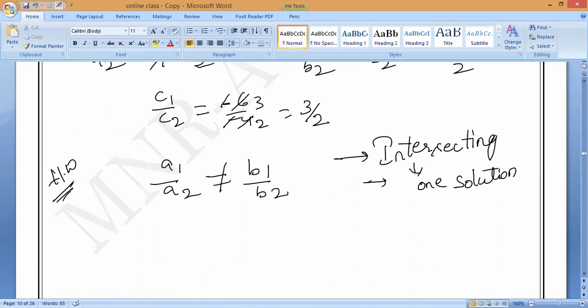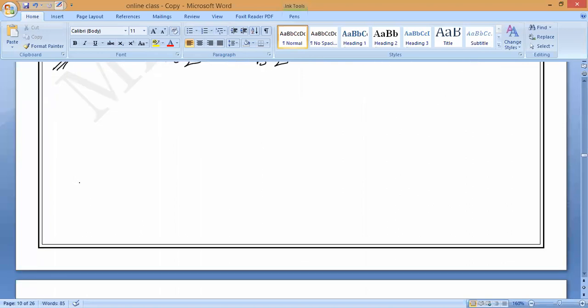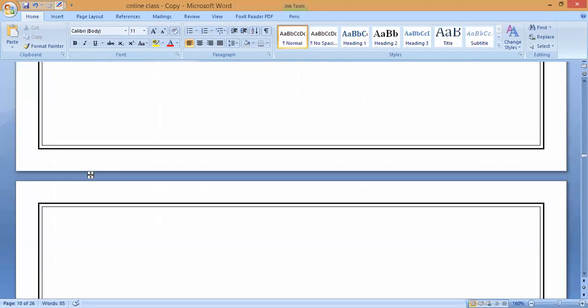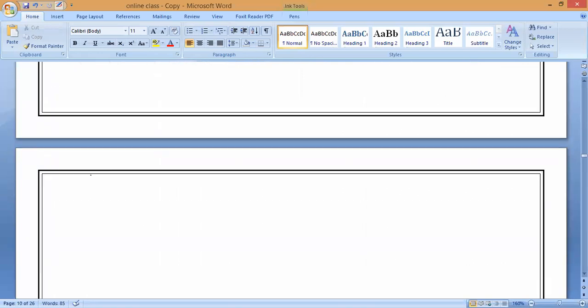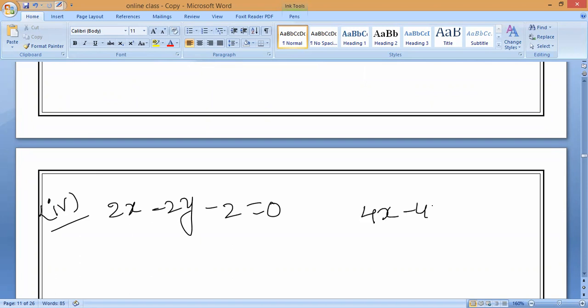Next, fourth subdivision. Draw the graph and send me. Say two equations. 2x minus 2y minus 2 is equal to 0. Next equation, 4x minus 4y minus 5 is equal to 0.